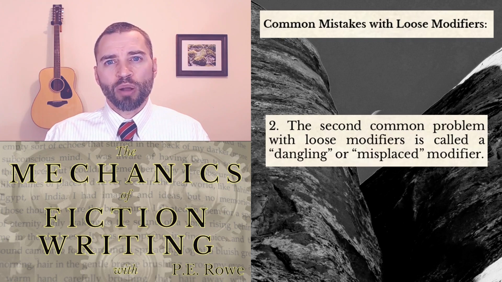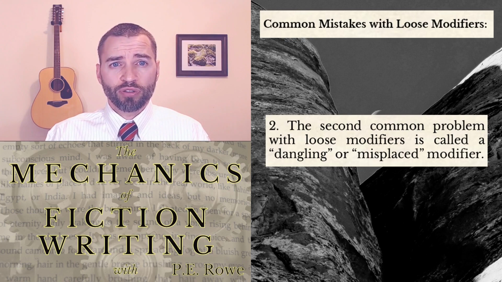The second common problem with loose modifiers is called a dangling or misplaced modifier. This happens when the modifying phrase modifies the wrong thing, or something that's implied by the sentence but not stated directly. At times, the dangling modifier can be totally overlooked, as they often seem to make sense in some way. But sometimes they're nonsensical and even comical when you notice them.